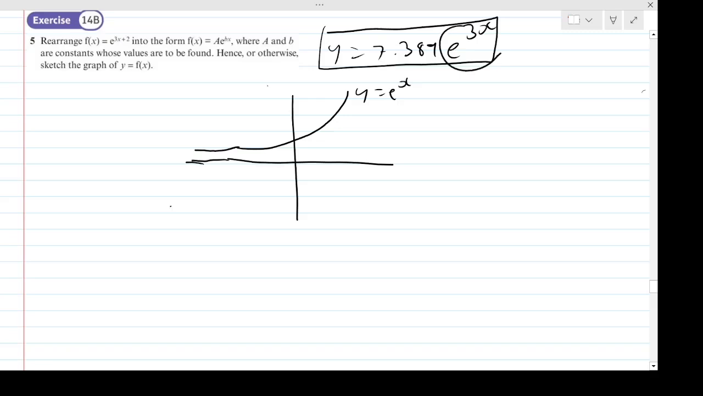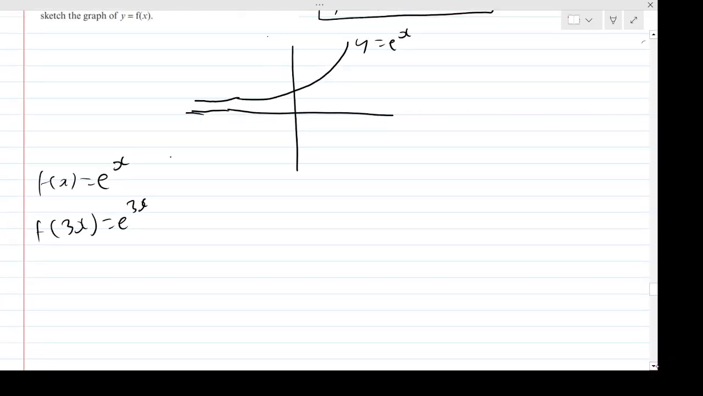Then I'm going to sketch e to the 3x. If let's say f of x is e to the x, then f of 3x is going to be e to the 3x. That's what I need to sketch. If we use the transformation rules, what I do inside the bracket, inside the function, I do the opposite to what I expect. What do I expect? I expect to triple the x coordinates, times them by 3. Well, instead I'm going to divide the x values by 3.